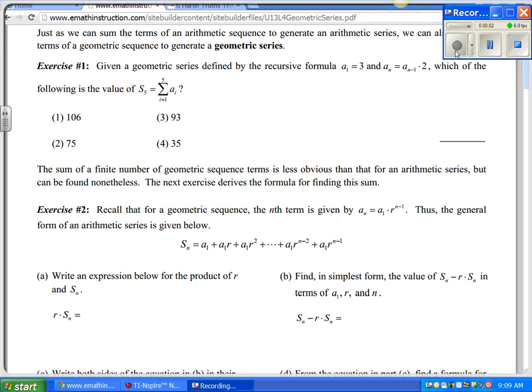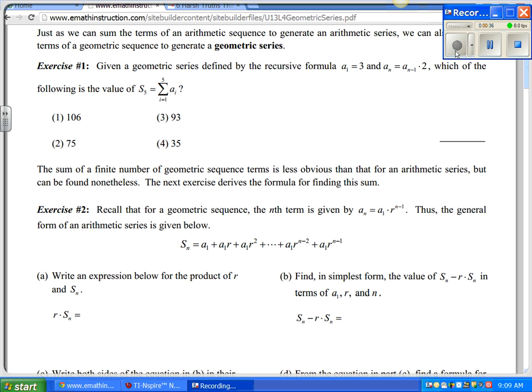Okay, so this is lesson 4, and we are going to be dealing with sum of geometric series. Exercise 1 is incredibly similar to exercise 1 from lesson 8.3. The only difference here is instead of dealing with arithmetic, we're dealing with geometric. So we no longer have a common difference. We have a common ratio. We're not adding, we're multiplying.